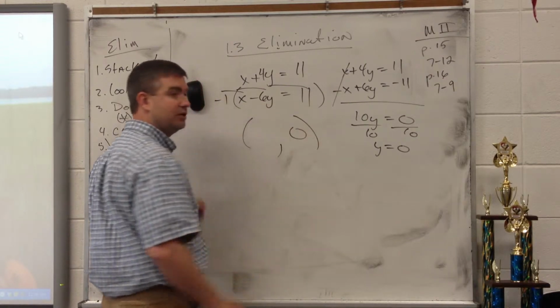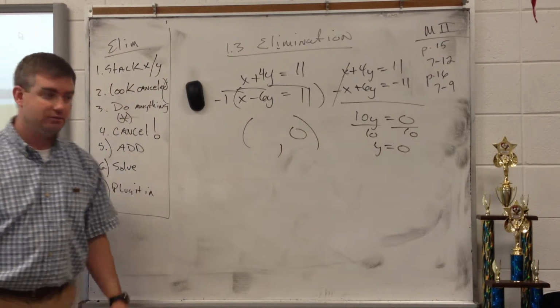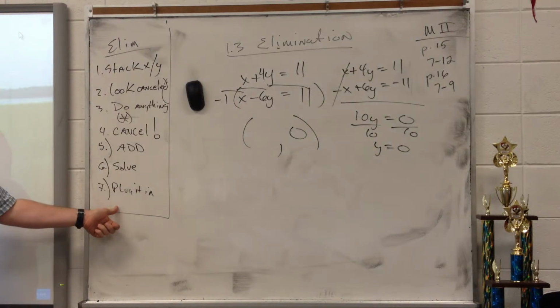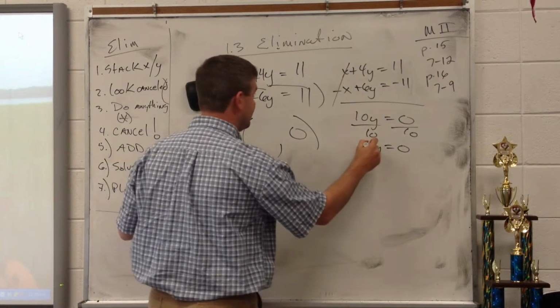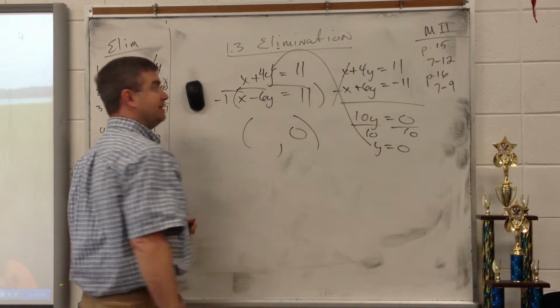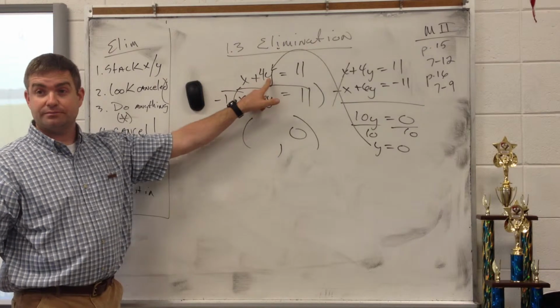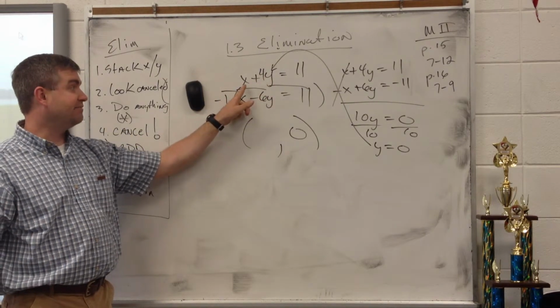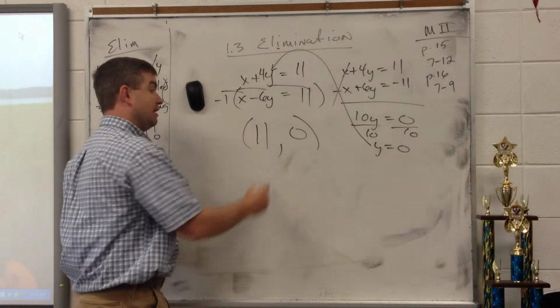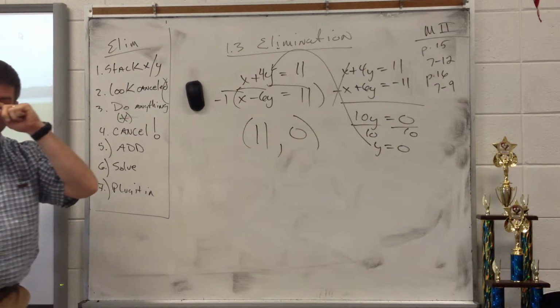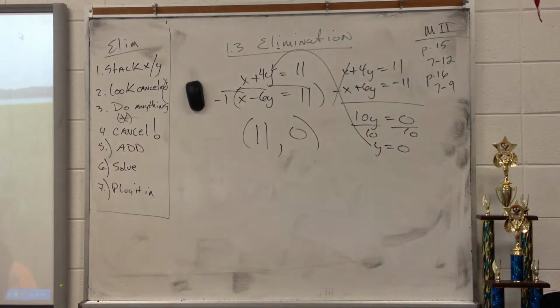Alright, so that's half my answer. I know that 0 goes right there. How do I find x? What's step number 7? Plug it in to find the other variable. Doesn't matter which one. Plug it in somewhere. I would recommend you plug it in right there, because what's 4 times 0? 0, and what do you have left? X equals what? 11. X equals 11. Could you check that answer? Yeah, go back to the original problem, plug it in both equations, and see if it works.